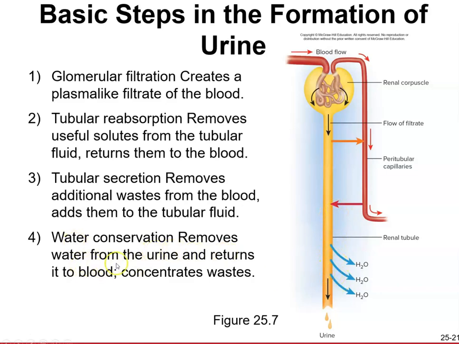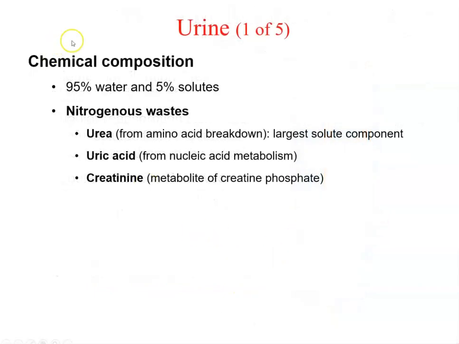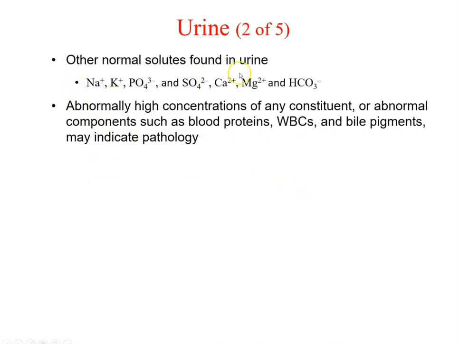Water conservation removes water from urine and returns it to blood, concentrating waste. What is urine? Well, it's 95% water and 5% solutes. Most of it is nitrogenous waste, which is urea from amino acid breakdown, which is the largest solute component. You get uric acid from nucleic acid metabolism. You get creatinine, a metabolite of creatine phosphate. But other solutes, you can get sodium, potassium, you name it, calcium, magnesium.